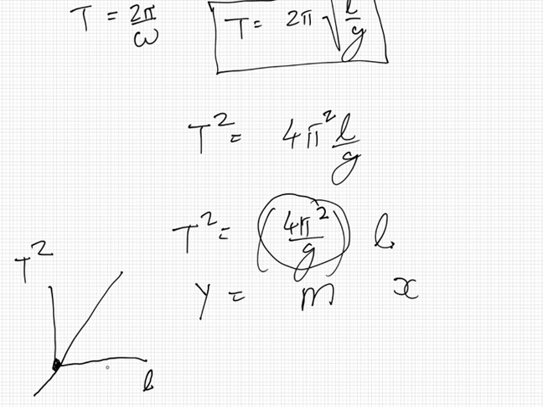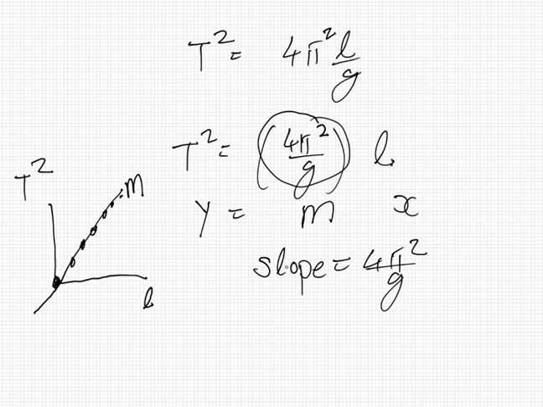So what you do in the lab is you do 10 different measurements, you draw the line, you calculate the slope, and then you use the formula slope equals 4 pi squared over g. So then you get g equals 4 pi squared over the slope of your graph. That's what you would need to do. The purpose of the lab report is calculating g.